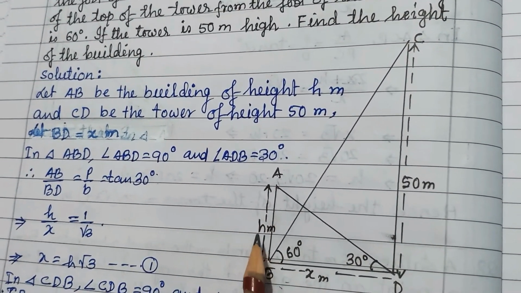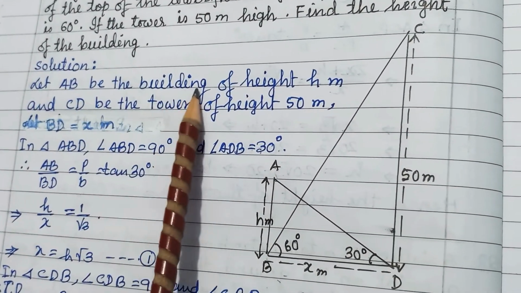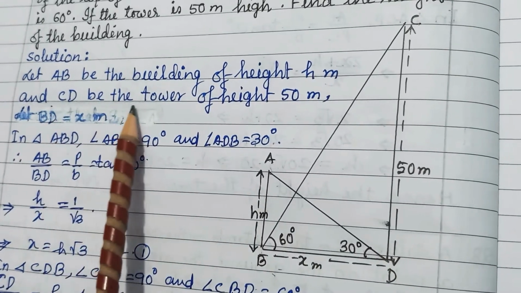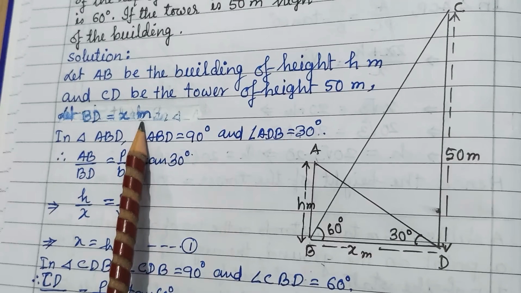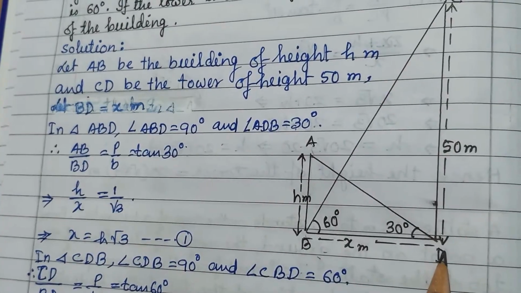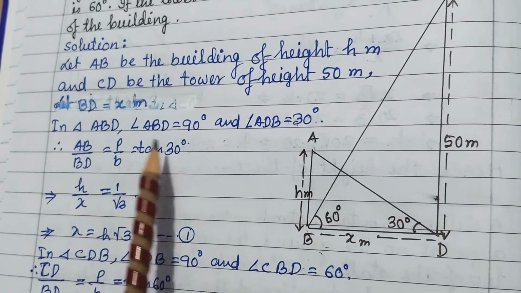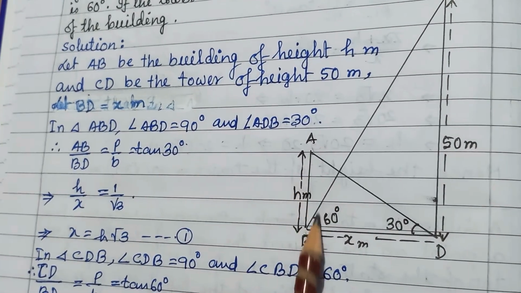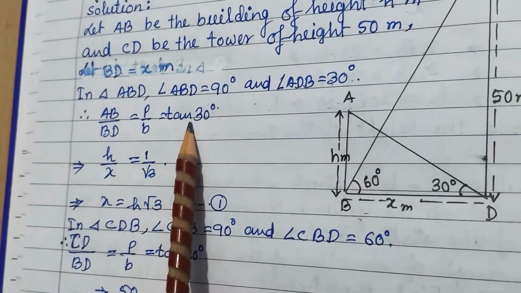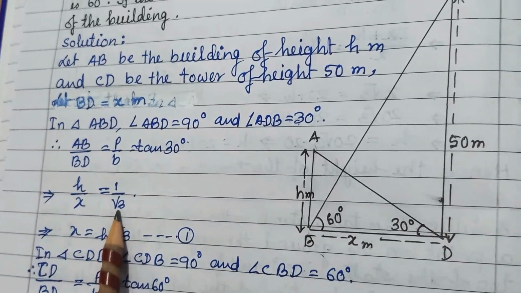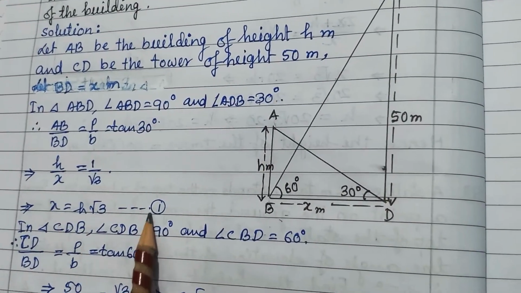Let the height of the building be h. First you have to write the description of it. AB is the building of height h meter and CD is the tower of height 50 meter, and let BD is equal to x meter. Now in triangle ABD, perpendicular upon base is equal to tan 30 degree. So h upon x is equal to 1 upon root 3, x is equal to h root 3. This is the first equation or first relation.